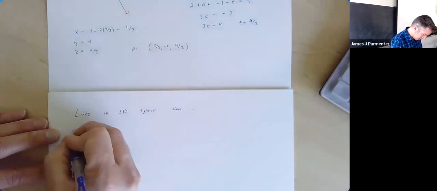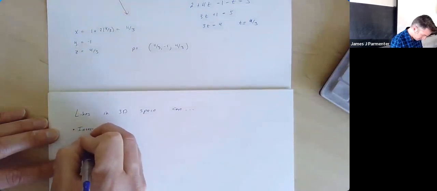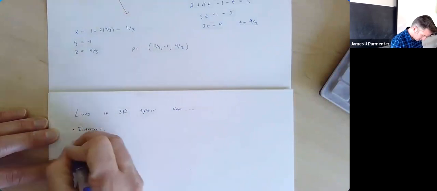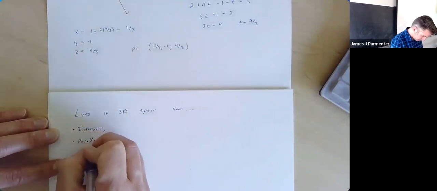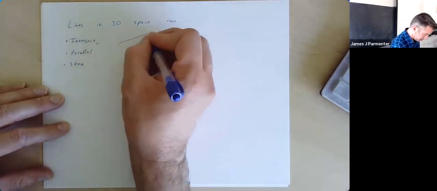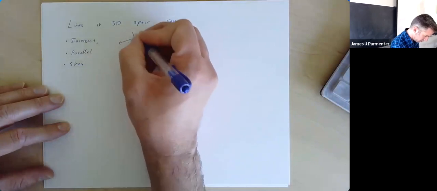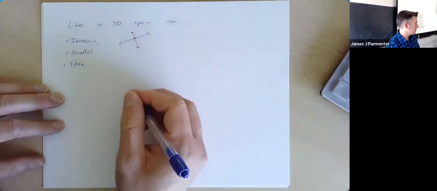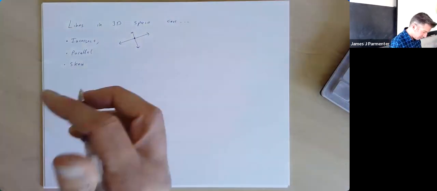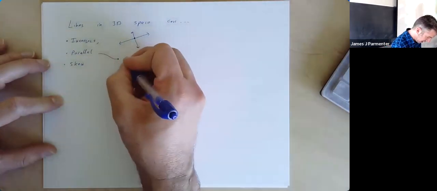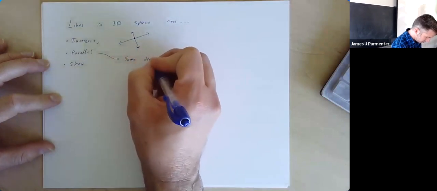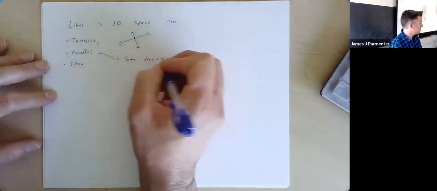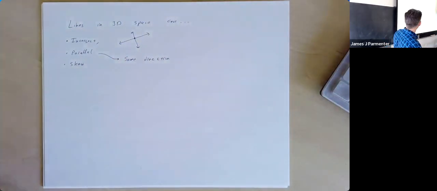They either intersect, be parallel, or be skew. And of course, they can also coincide, but people don't use it like that. So intersect, typically, right? They cross in one point. Parallel is what I would say is they have the same direction. Just like in 2 dimensions, parallel lines have the same slope. In 3 dimensions, parallel lines have the same direction, and they just don't touch each other.